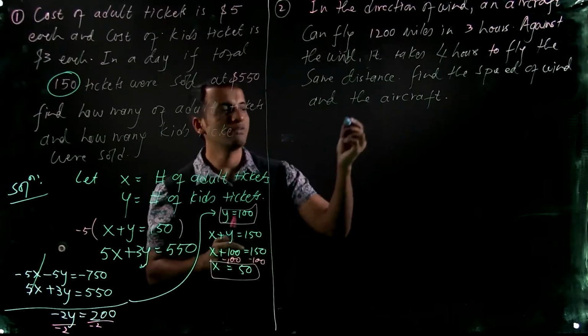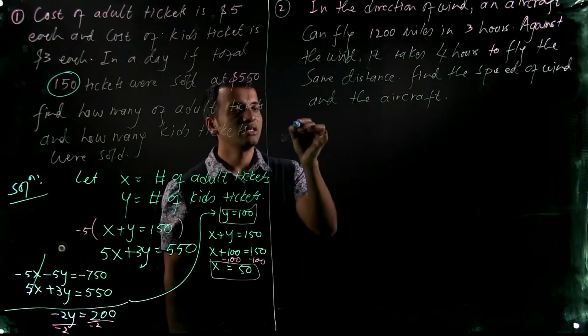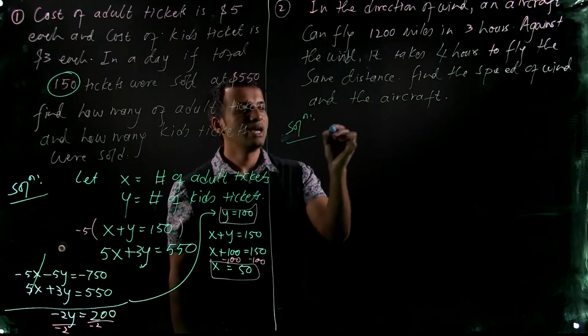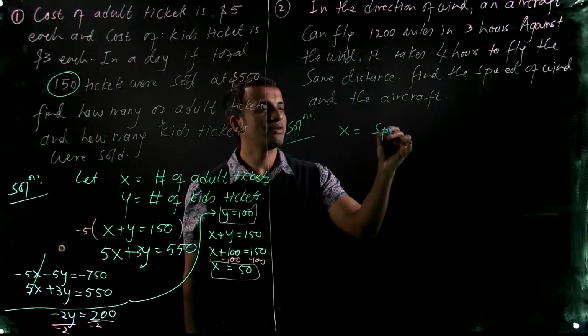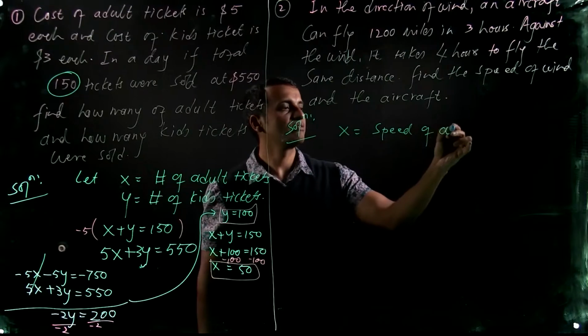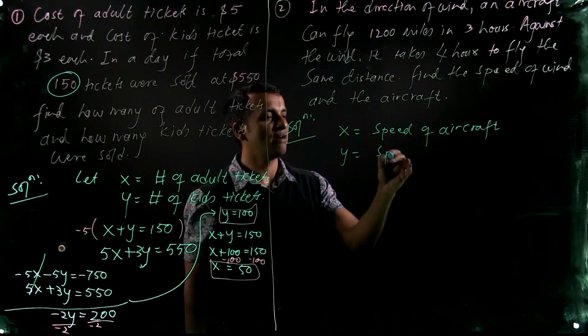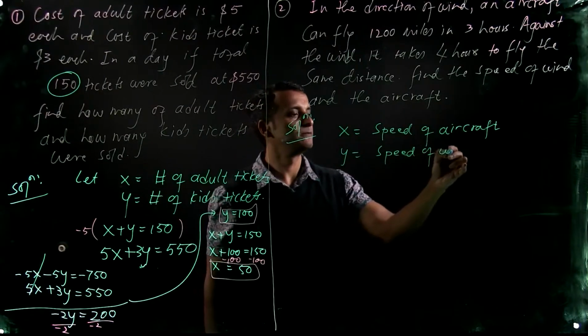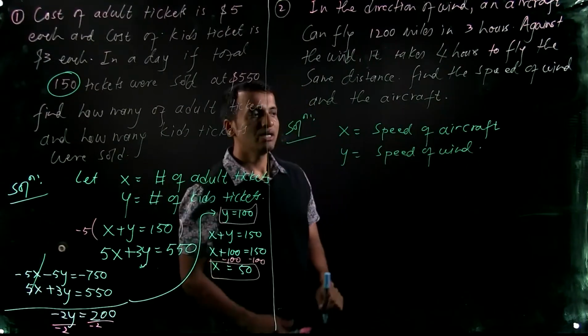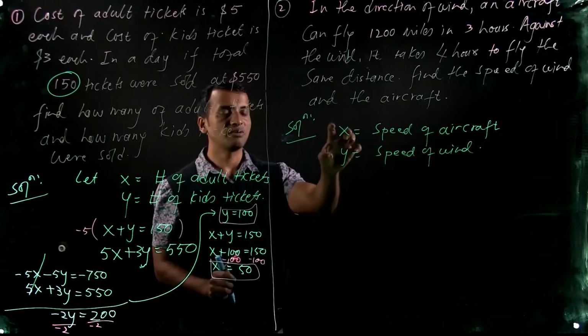Here again, since you need to find two things, the solution is: let x be the speed of the aircraft, and let y be the speed of the wind. Okay, now what you do is you make equations from this.